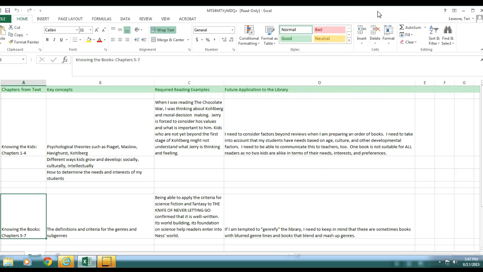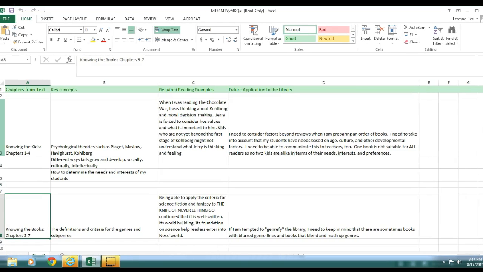You'll notice on LiveBinders that you have a tab. The tab is called Textbook Chart. If you open it, you'll get an Excel file, and this is what it looks like. I've filled out the file a little bit for you just so you can see what I'm looking for here.